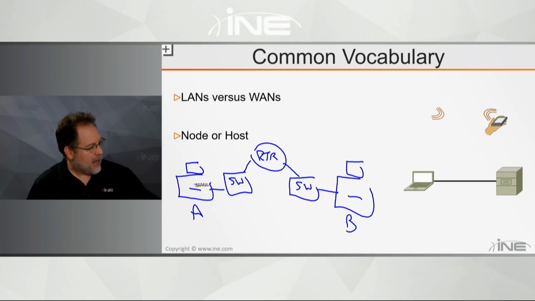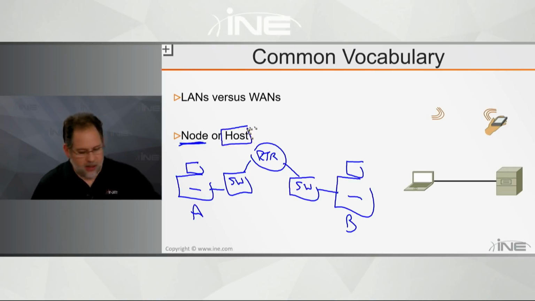Okay, every single thing here, so all 5 devices that I've drawn, the 2 PCs and then the 2 switches and the routers, are considered nodes. So basically anything attached to a cable is a node.